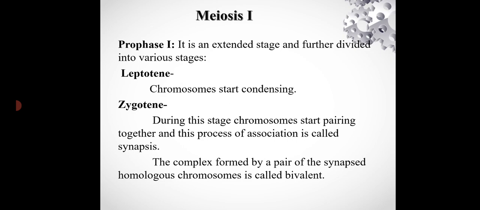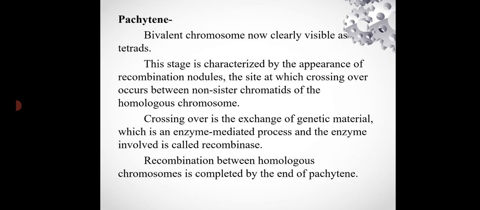First one, leptotene. Chromosomes start condensation. Zygotene. During this stage, chromosomes start pairing together and this process of association is called synapsis. The complex formed by a pair of synapsed homologous chromosomes is called a bivalent. At pachytene, the bivalent chromosomes are now clearly visible as tetrads.